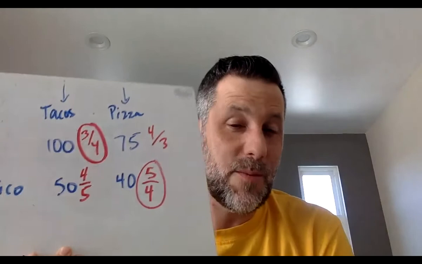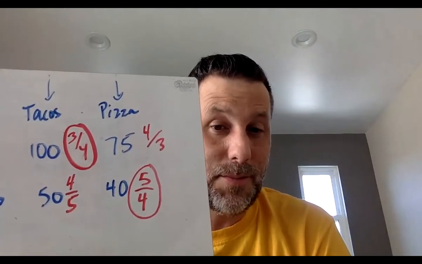Now, we should check to make sure that Mexico has it for pizza, because one country always has one and the other country always has the other. So if you get the same comparative advantages, you've done something wrong, right? So 4/3, 1.33. 5/4, that's 1.2. 1.2 is smaller than 1.33. So we're going to go with Mexico has the comparative advantage on pizza.